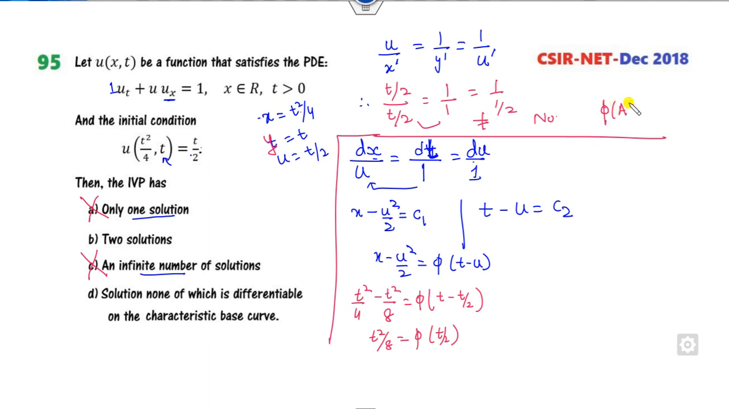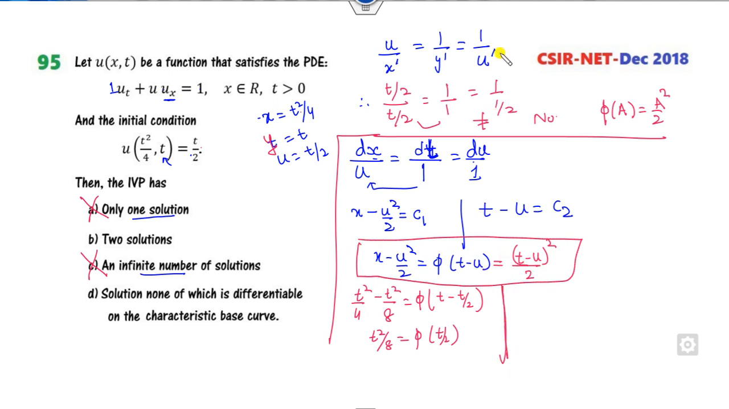If I write phi of a, how can I write this? It is a square by 2. Fine. So therefore, this value is nothing but t minus u square by 2. Clear? Now you can simplify this. How can you simplify that? I can open this bracket, x minus u square by 2, a square plus b square minus 2. I can take the LCM as here.